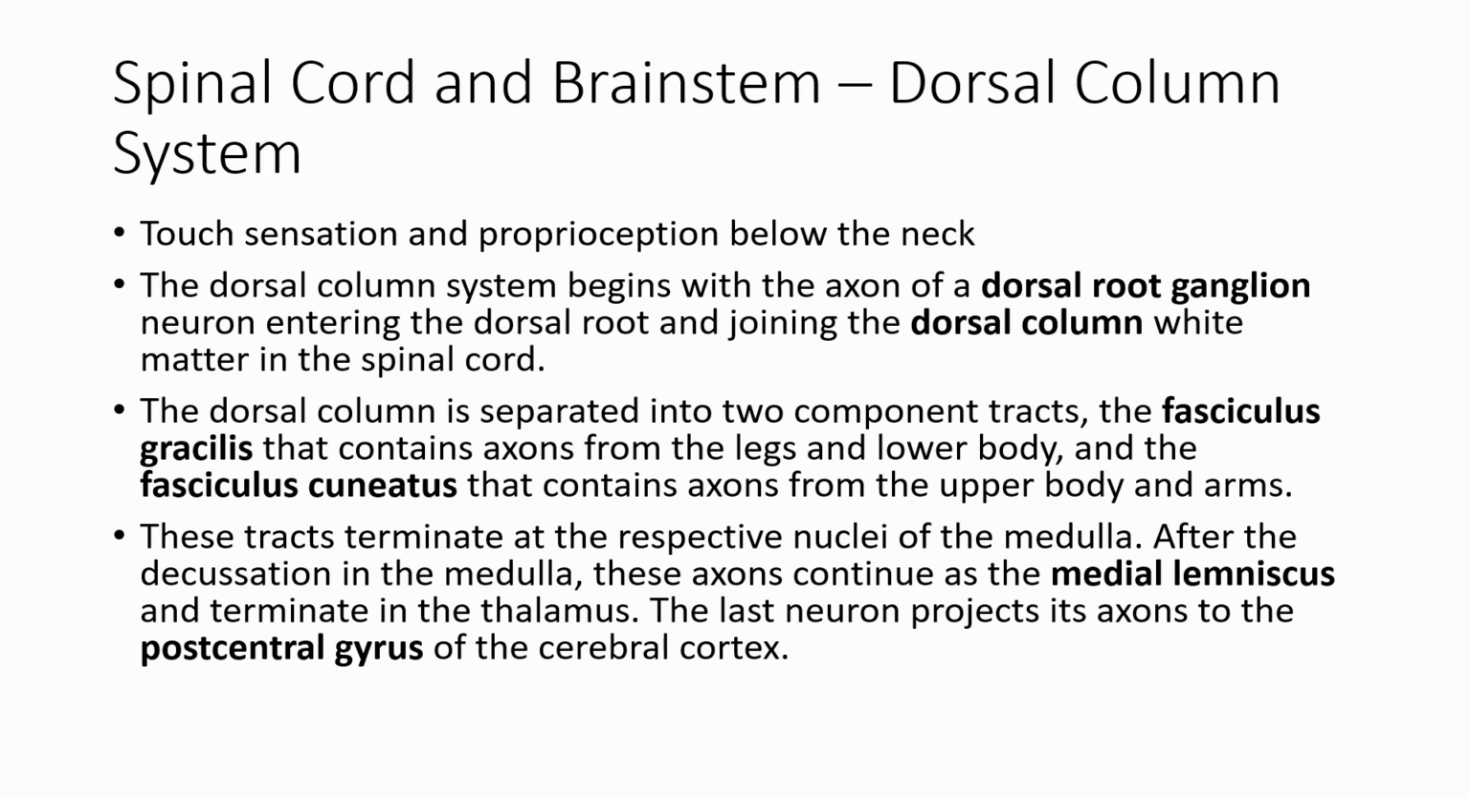This is going to start with the axon from the dorsal root ganglion, right? So one of those dorsal root ganglion neurons is going to enter the dorsal root and join the dorsal column white matter in the spinal cord. We can then split that dorsal column into two component tracts.